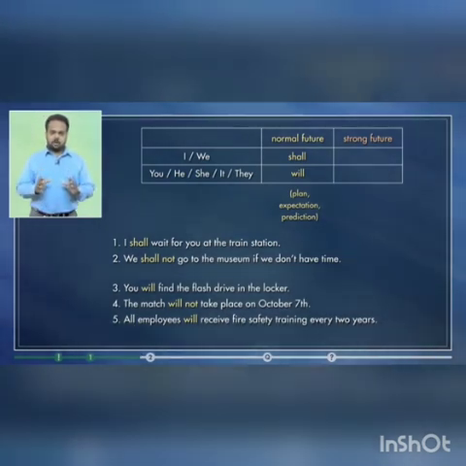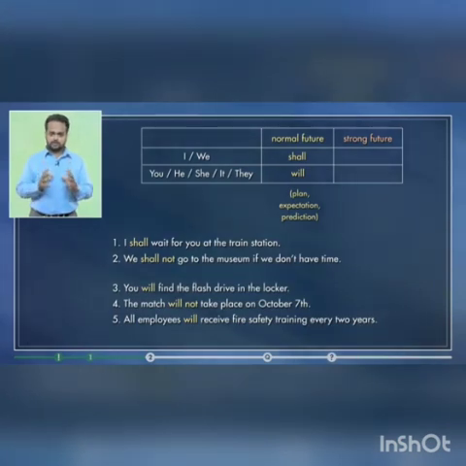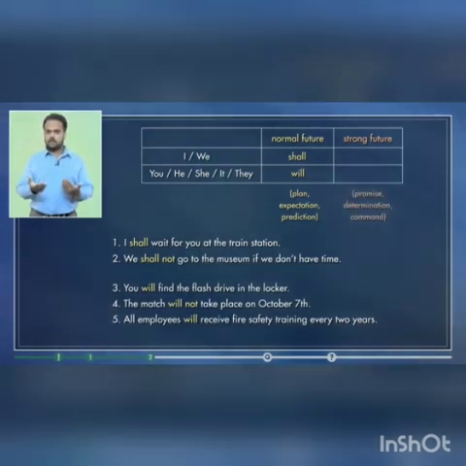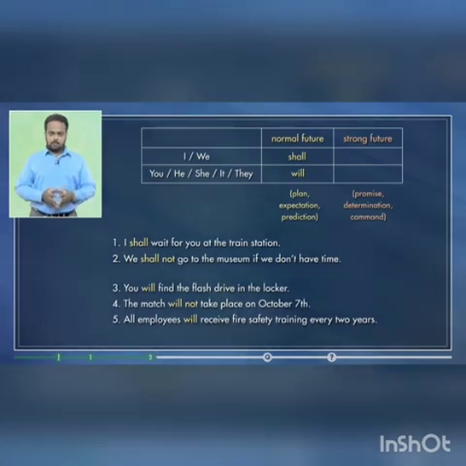Now these sentences on the screen are called the normal future or plain future because they're normal sentences and there's no emotion attached to them. But sometimes we want to express a strong emotion about the future. It could be a promise, a command, determination, or duty. We call this the strong future. The grammar rule is that for the strong future, we reverse will and shall.